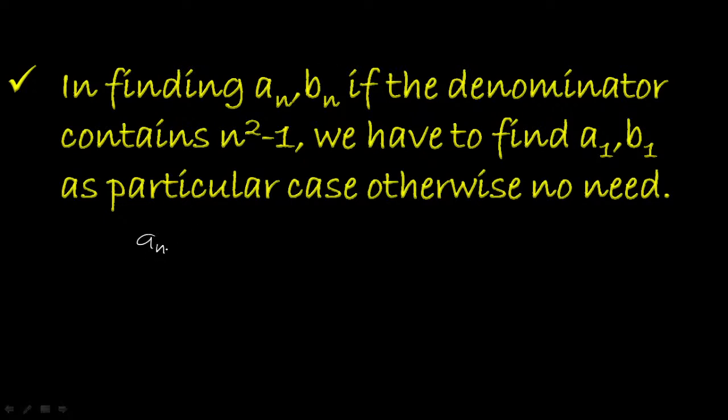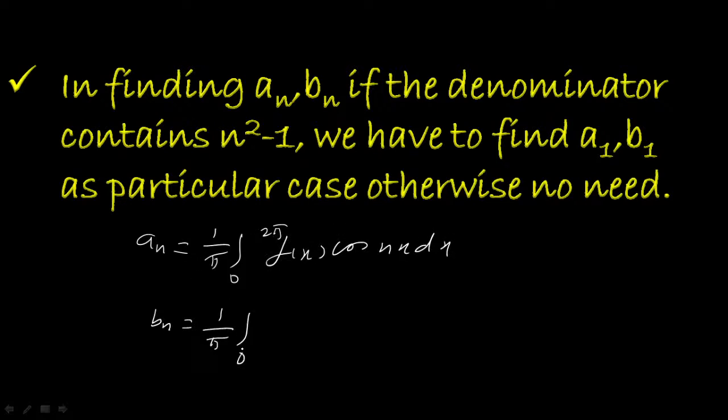So you know how to calculate an and bn by using the formulas, that is using Euler's formula we calculate, right? So that is 1 by π integral 0 to 2π f(x) cos nx dx. This formula gives you the value of an, whereas 1 by π integral 0 to 2π f(x) sin nx dx gives you the value of bn. So you calculate the two Fourier coefficients an and bn by making use of these formulas.